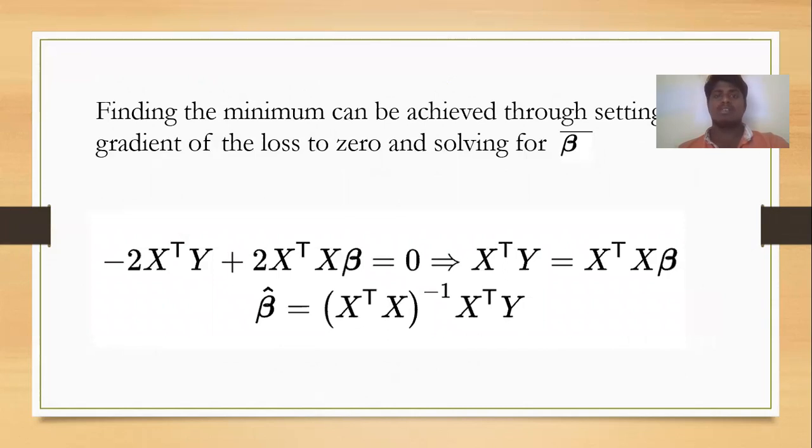Finding the minimum can be achieved by setting the gradient of the loss to 0 and solving for beta. We can see how the minimum can be achieved by setting the gradient of the loss to 0. Before that, we got the derivation, and we further changed it into the gradient form, and now it was turned into beta equal to X transpose X inverse times X transpose y. We can see the formula, how it was derived and formed into the beta form.